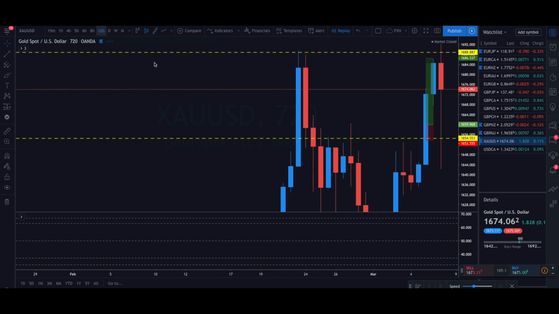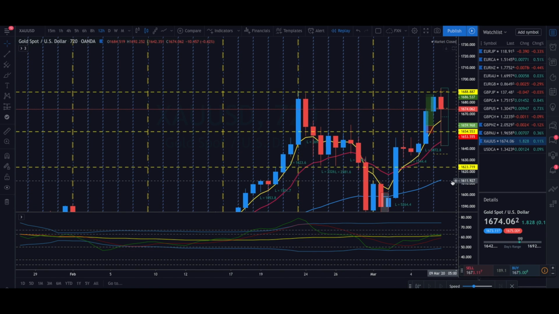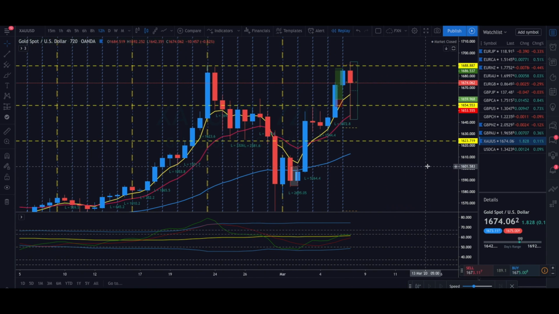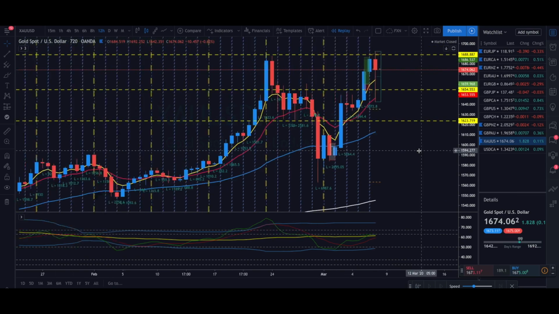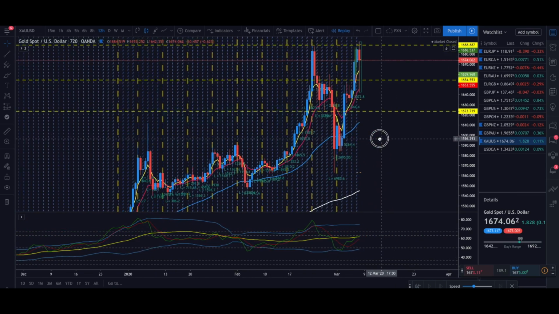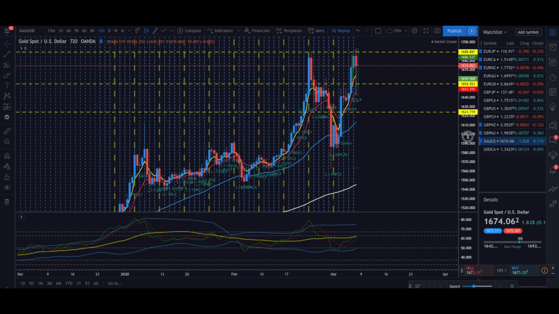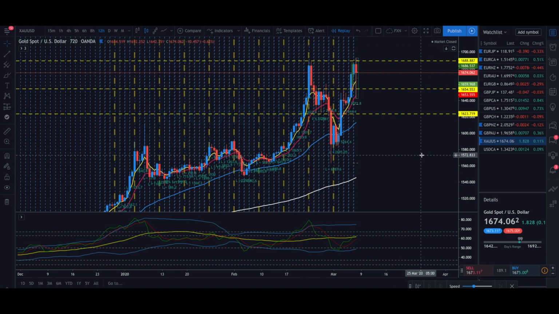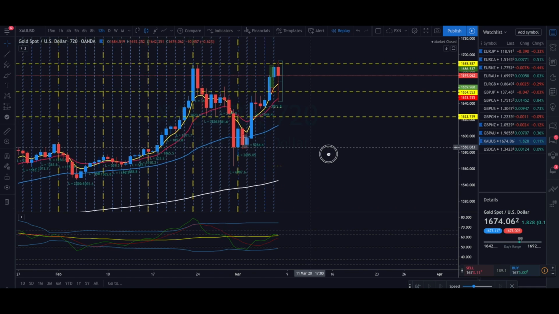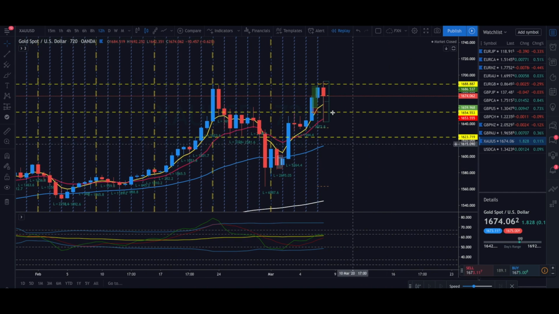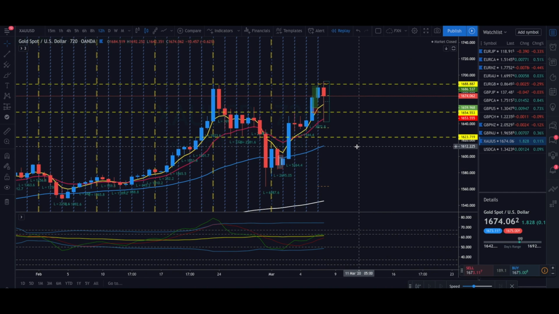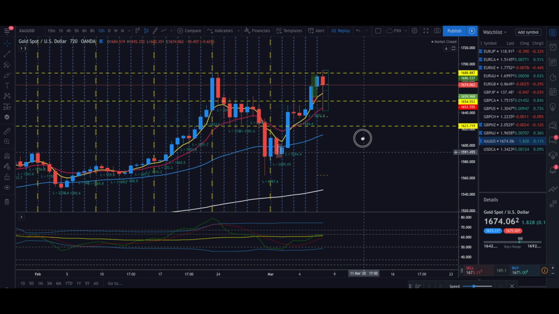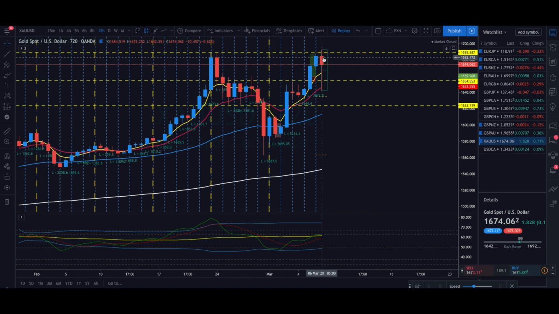Now, if you look at the bigger picture on gold, this leaves us with a very interesting scenario, because what does that look like to you? It looks like a big M, right? On a 12-hour time frame. So it's going to be interesting to see whether or not the 1688 level holds. If this level does hold, I would not be surprised if we can make it all the way down to like 1540 or so.